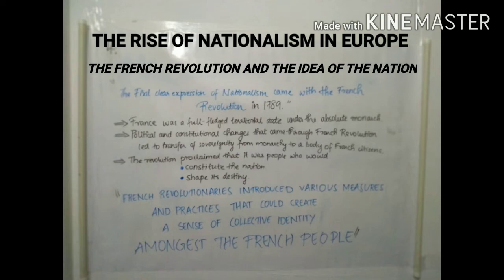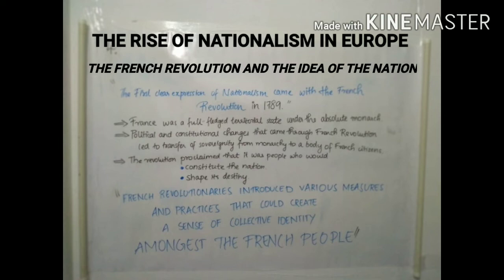It came from the French Revolution in 1789. Note the year. France was under the control of absolute monarchy in 1789. The political and constitutional changes that came through the French Revolution led to transfer of supreme power from monarchy to the common people of France. Hence, through this revolution, people came to know that it is they who can combine the nation and shape their destiny.